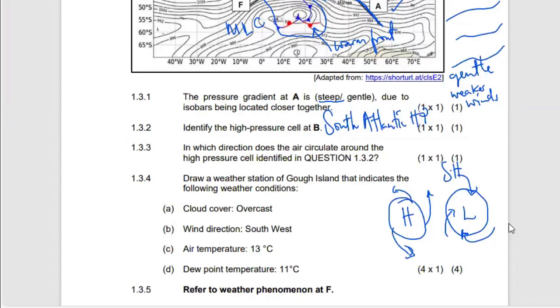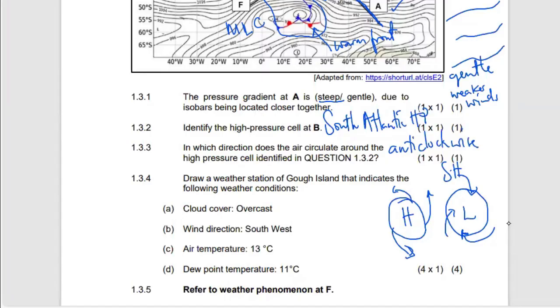For the northern hemisphere, it's the opposite. The opposite is true for the high and for the low pressure cell. So here our correct response is an anti-clockwise direction. That's the circulation.